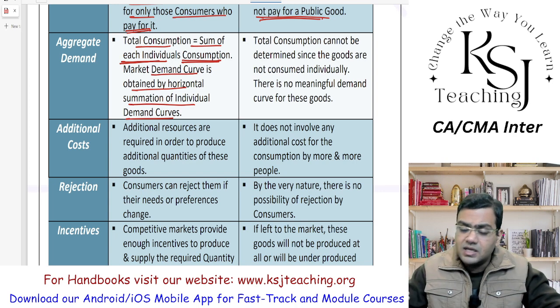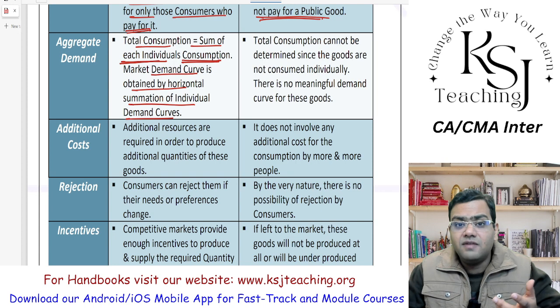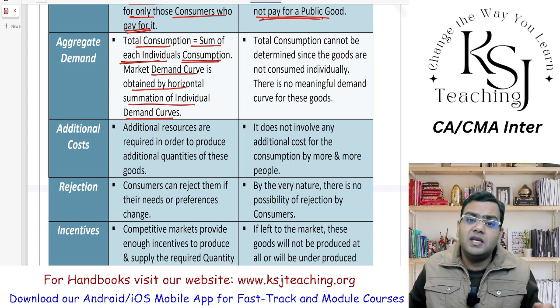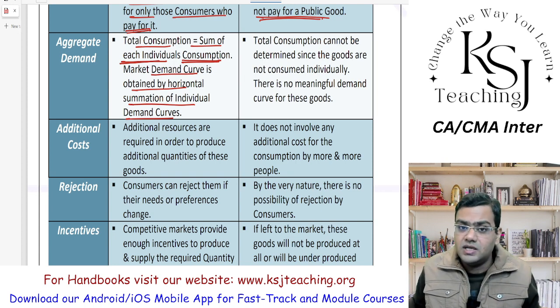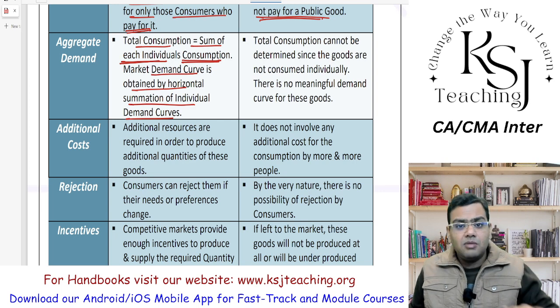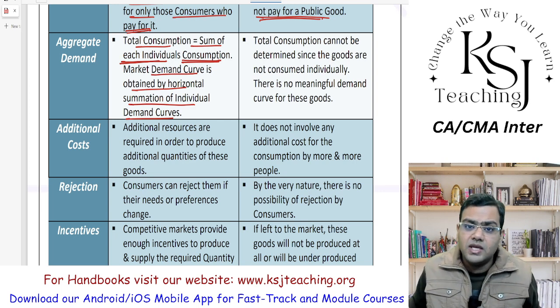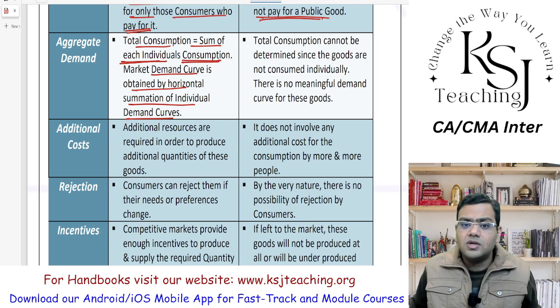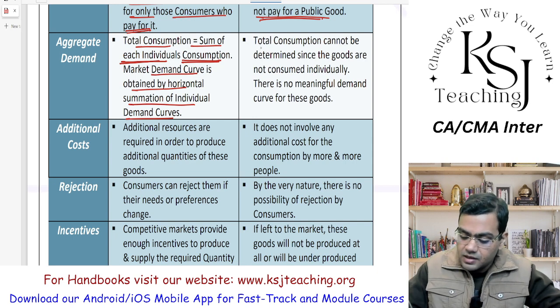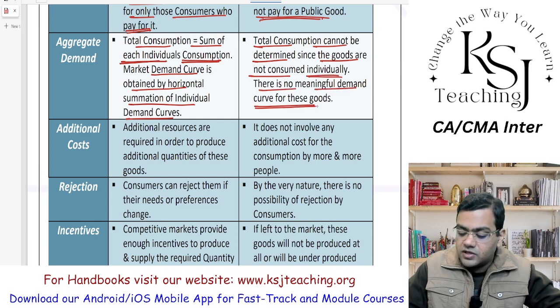But in this case, total consumption, how can you identify how much of the clean air is being consumed by the individual? Is it possible to do that? No, sir. How much of the garden view an individual is enjoying? Is it possible to do that? No, sir. It is not possible to do that. So total consumption cannot be determined since the goods are not consumed individually. There is no meaningful demand curve for these goods. You cannot identify the demand curve for these goods.